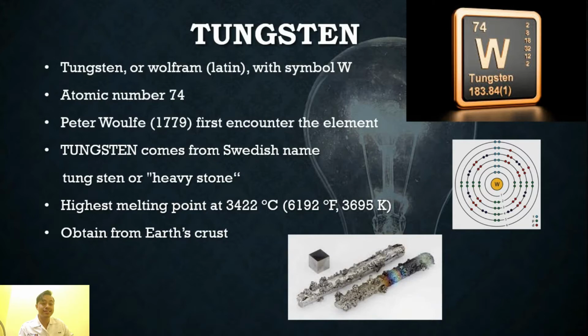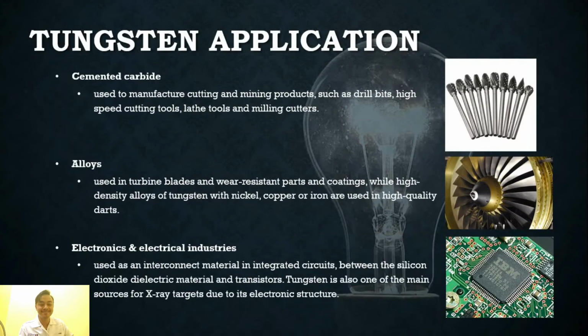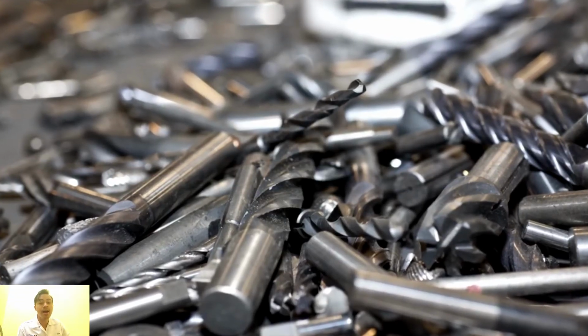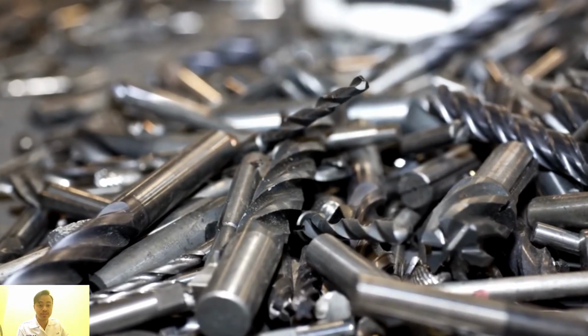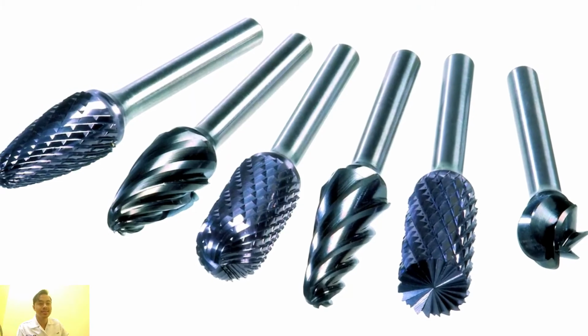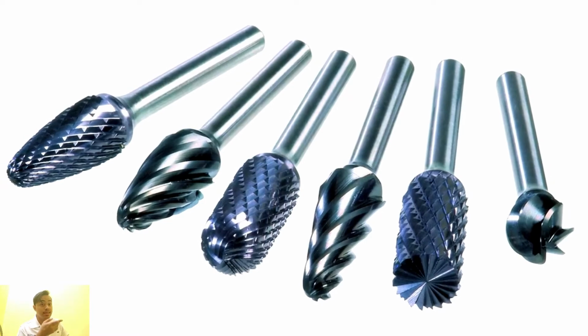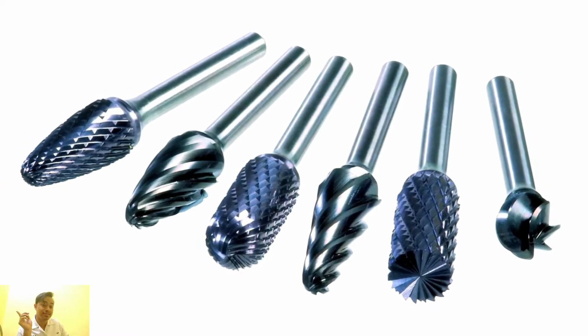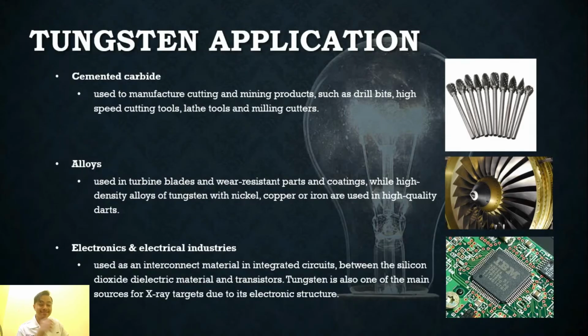Let's see the tungsten applications. Alright, first is cemented carbide, which is used to manufacture cutting and mining products such as drill bits, high-speed cutting tools, leather tools, and milling cutters. You can see the example in the picture.